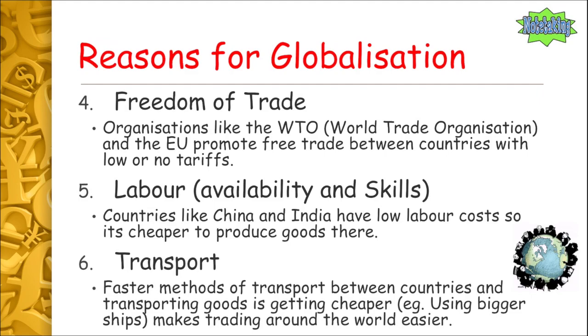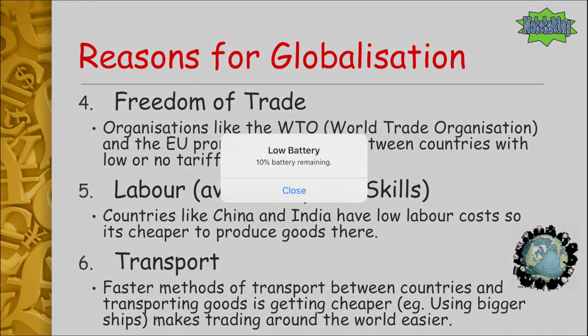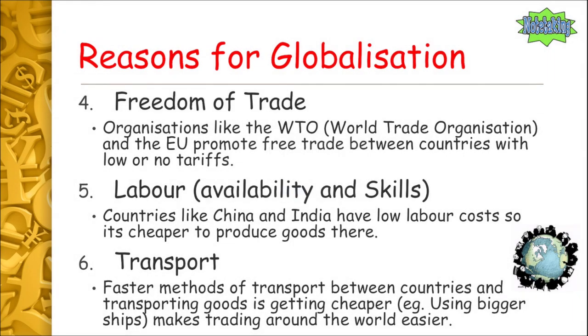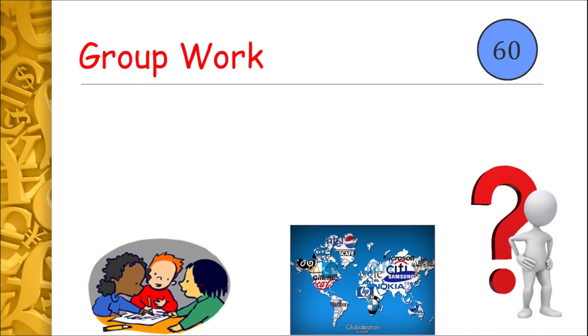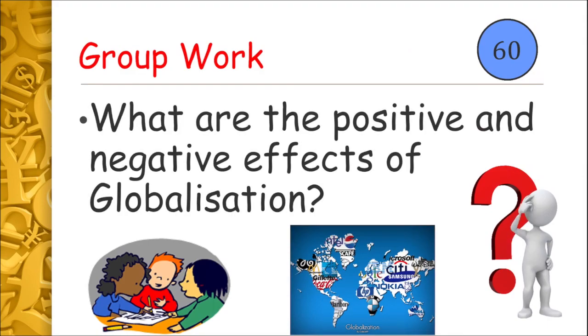Transport is another factor. There are now faster methods of transport between countries, and it's cheaper to transport the goods as well. Why is it cheaper? Because they're using bigger ships, which means it's cheaper for them to send goods all around the world. This makes it much easier for us to buy goods from different places around the world.